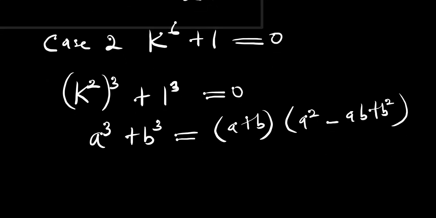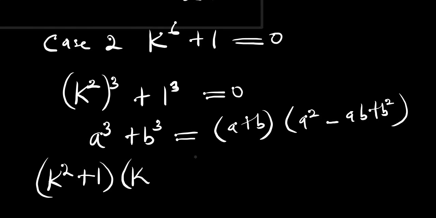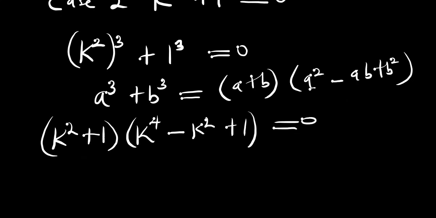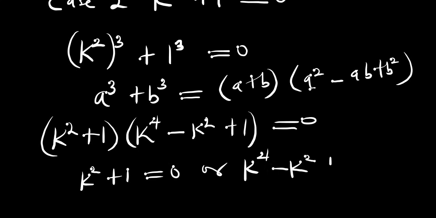So let's do that. We are going to have k squared plus 1, times, if you have k squared raised to the power of 2, we are going to have k power 4, minus k power 2, plus 1, and this equals 0. Now let's go ahead and solve this. That means we are going to have k power 2 plus 1 equals 0, or k power 4 minus k power 2 plus 1 equals 0.